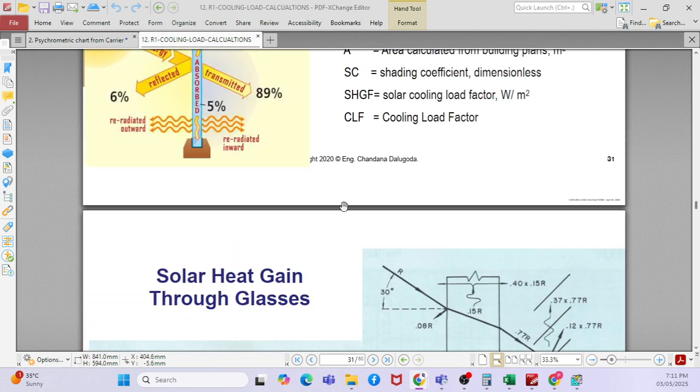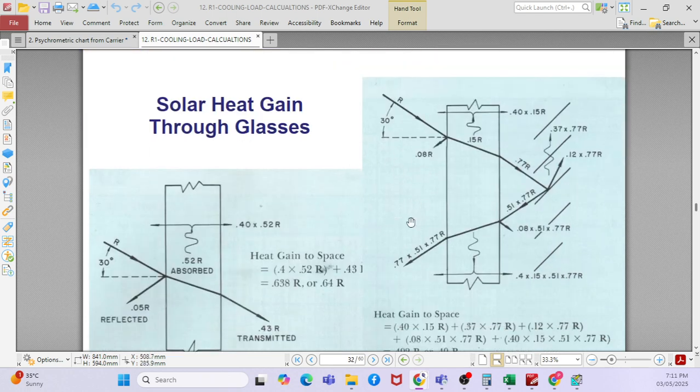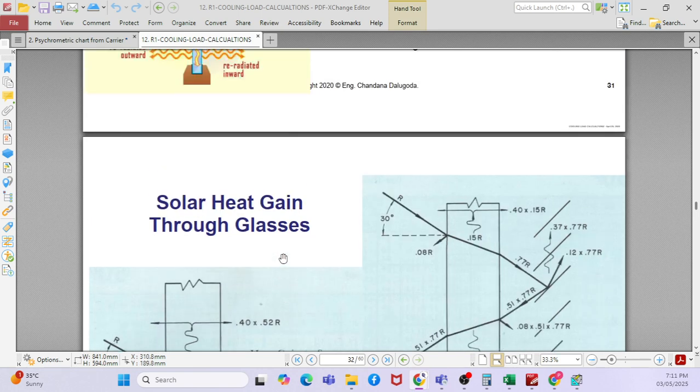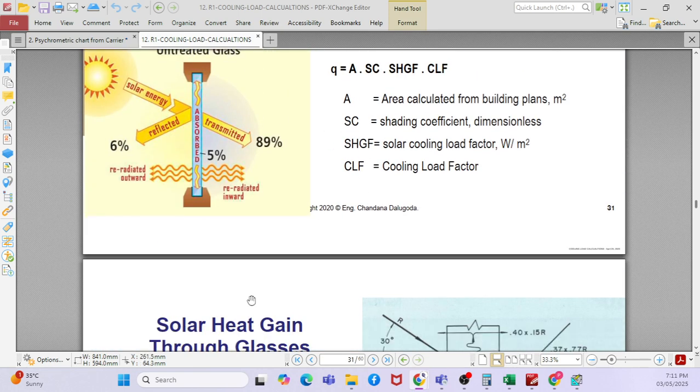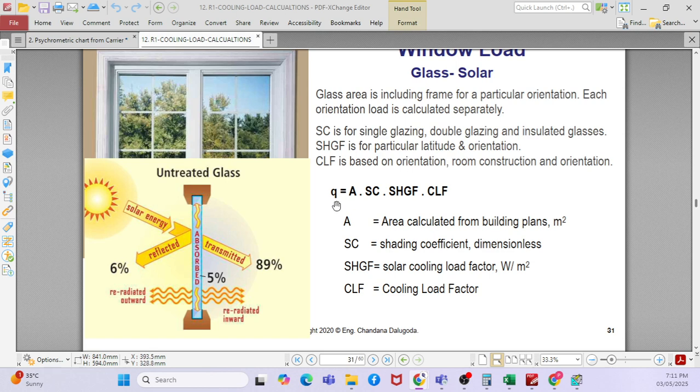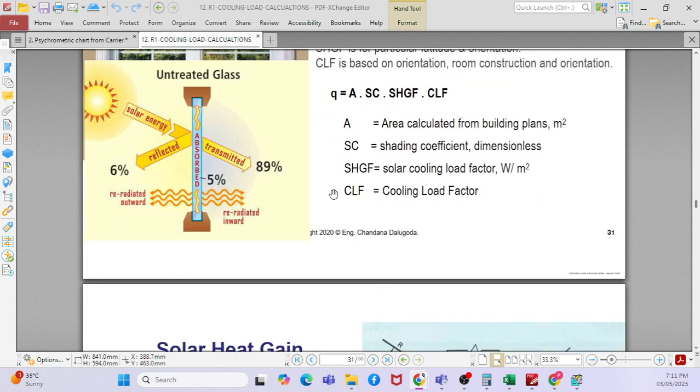This equation came from this one, right? There is a glass, and heat will be transferred from one side to the other side through the thickness of the glass. That is why you have the area of the glass. Then you have a shading coefficient, how much shade. Then you have a solar cooling load factor, and then the cooling load factor, CLF. By using this equation, you can calculate the Q heat, how much heat comes through.